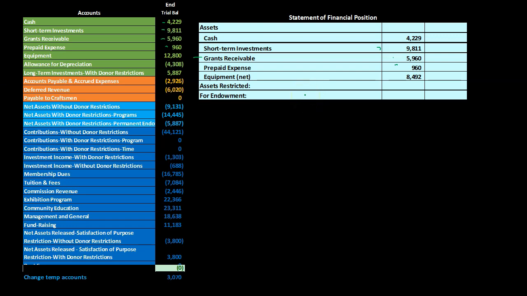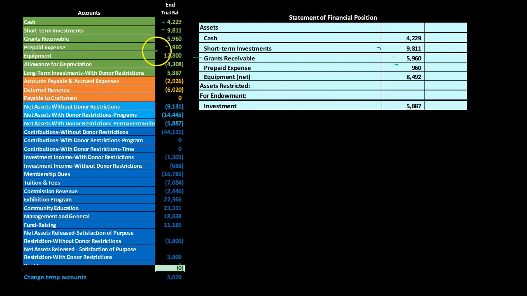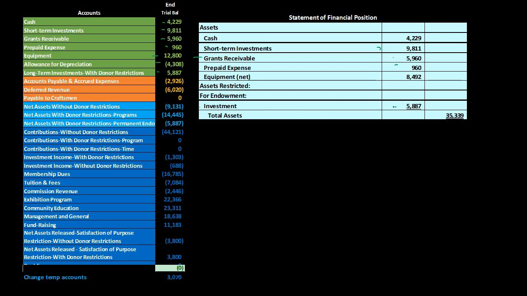Then we're going to have the assets restricted. So we're going to have another category within our assets section for the assets that are going to be restricted. Restriction in this case for endowments. That's going to be related to our investment account. So we've taken care of these two. We're on this one that will be restricted. We're going to put it under that subcategory into the restriction amount at the $5,887.